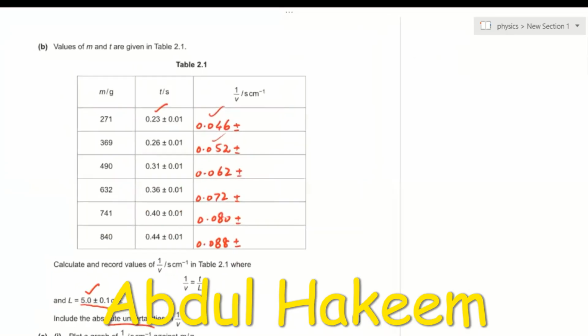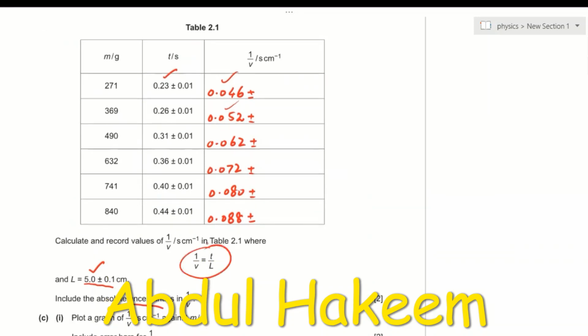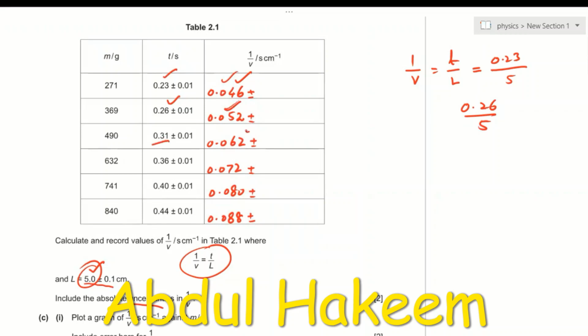Now the next part is, the values of m and t are given in the table. Calculate the required value of 1/v. Look, 1/v is given by t over L. So 1/v = t divided by L. The first t is 0.23, and the length given is 5. So 0.23 divided by 5, and this is the answer, 0.046. Similarly, we can calculate the next: 0.26 divided by 5, this is the answer. Then 0.31 divided by 5, this is the answer. 0.36 divided by 5, this one. 0.40, this. 0.44, this one.